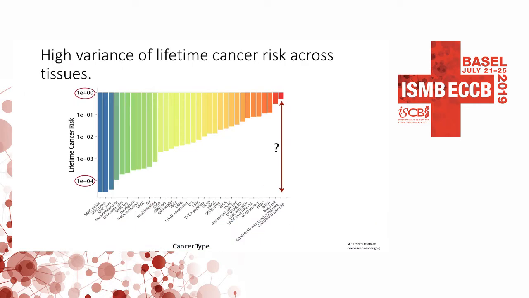So lifetime cancer risk denotes the chance of a person being diagnosed with cancer during his or her lifetime. We are looking at only adult cancers in this study. So in this graph, the y-axis is lifetime cancer risk. It can vary from 0 to 1, and the x-axis is different cancers. And you find almost a 1,000 or 10,000-fold change from the lowest to the highest. So for example, breast has a higher chance of having cancer, but sarcomas rarely have cancers in the population.